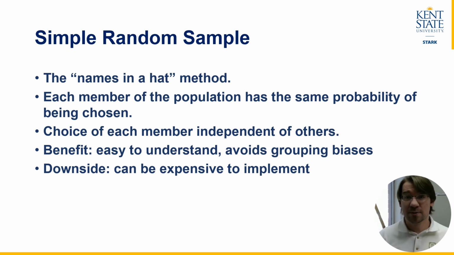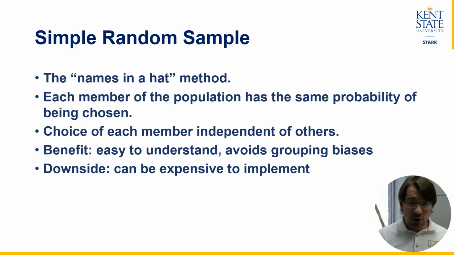First, a simple random sample. I like to call this the names in a hat method. In this method, each individual observation in the population is given the same independent probability of being chosen for the sample. One way of doing this is just to put everybody's name on slips of paper, put them in a hat, then draw out the number you need for the sample. Now notice here, there is no attempt to put the individual members of the population into any kind of group. Rather, each stands individually and has an equal chance of being chosen.